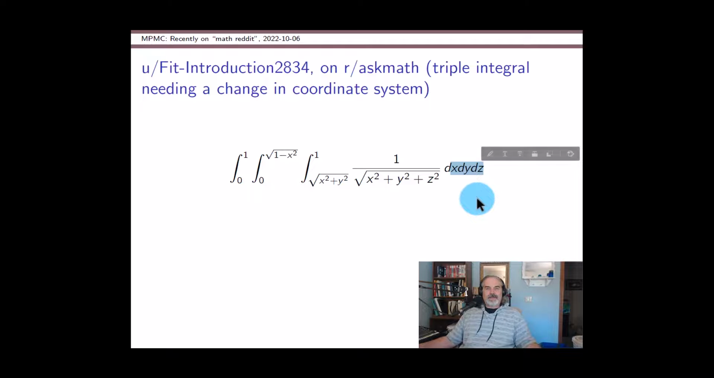This cannot be the order of the differentials for this triple integral, and here's why. We integrate multiple integrals from the inside out. So if dx is the first one we encounter, we're going to have to find the antiderivative of this thing with respect to x. Now, whether or not that's even possible is a whole other story. Let's say we can do it.